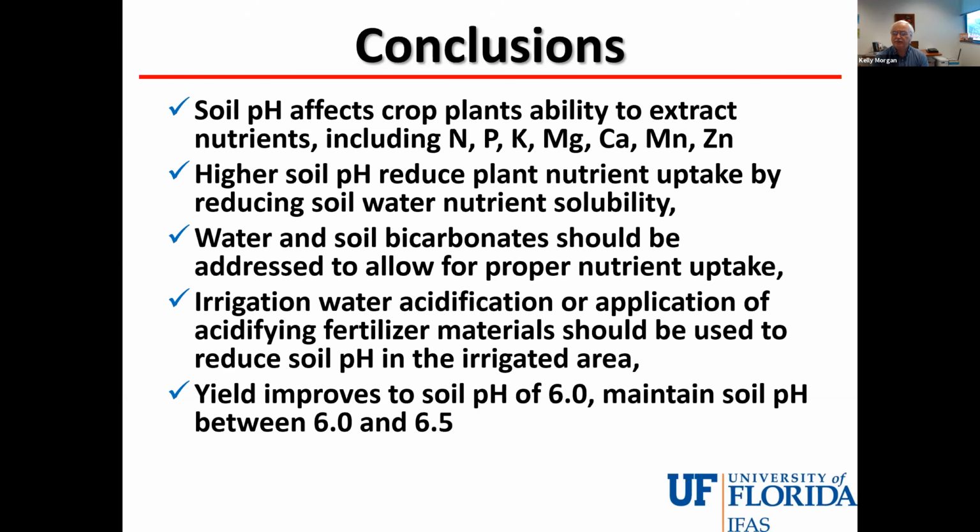The higher soil pH reduces plant nutrients by reducing water nutrient solubility. Soil bicarbonates are the primary reason for high soil pHs. And by acidifying, either acidifying the soil directly through applications of sulfur or acidification of the irrigation water, you can drive off those bicarbonates and produce a lower soil pH. And then yields increase, particularly in citrus, as you improve soil pH and maintain that between 6 and 6.5.